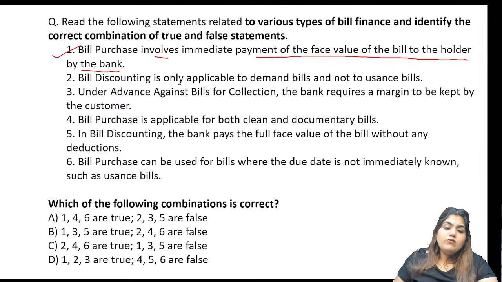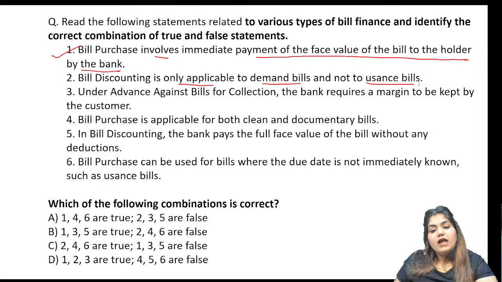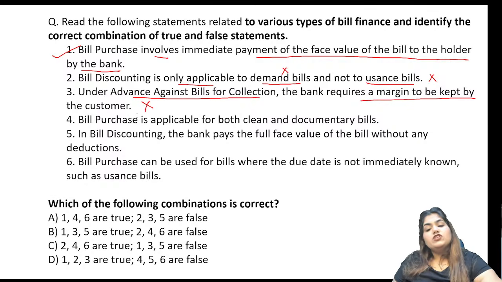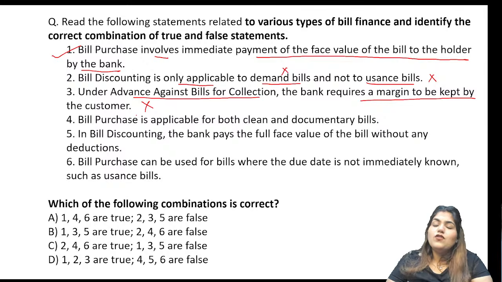The bill discount is applicable to demand bills and not to usance bills. Bill discounting is applicable to usance bills, not demand bills. This is opposite. Statement number 2 is incorrect. Under advance against bill for collection, the bank requires a margin to be kept by the customer. This is incorrect. Why? Advance against bill for collection requires the bank to keep a margin, not the customer.